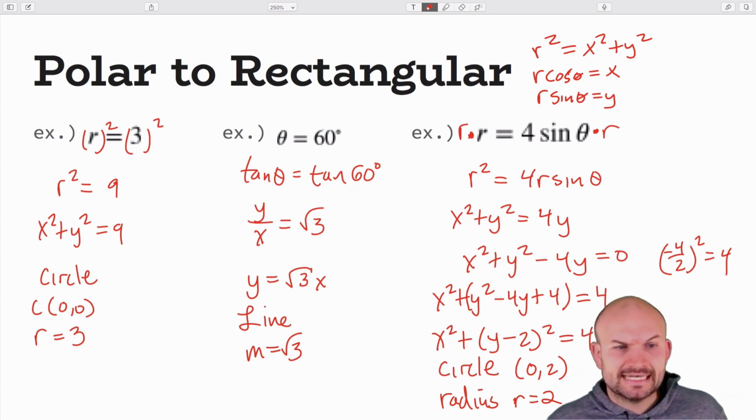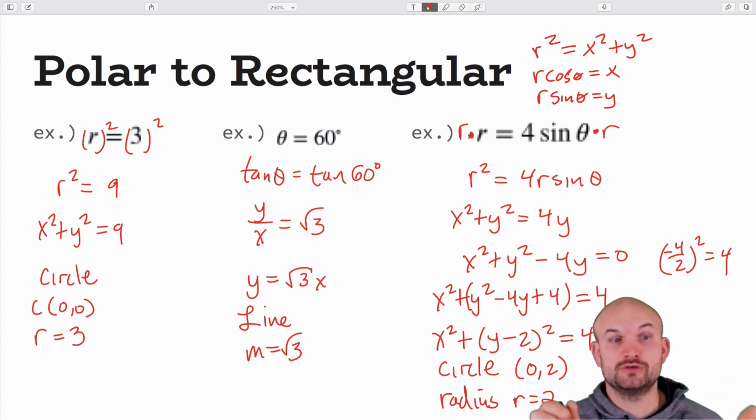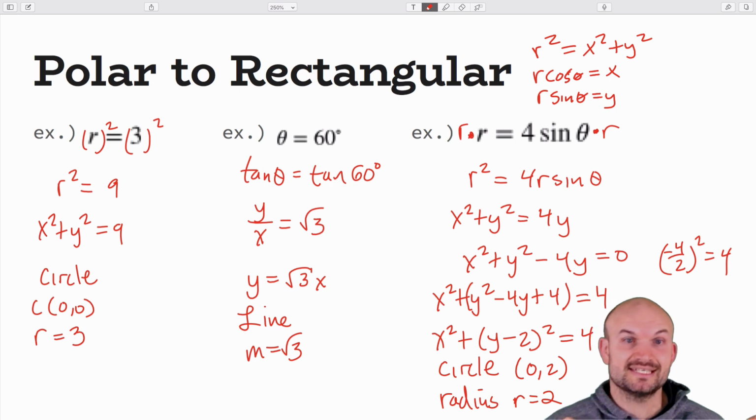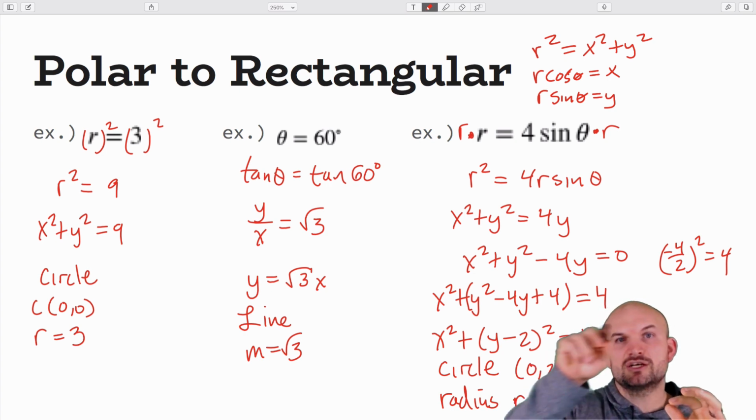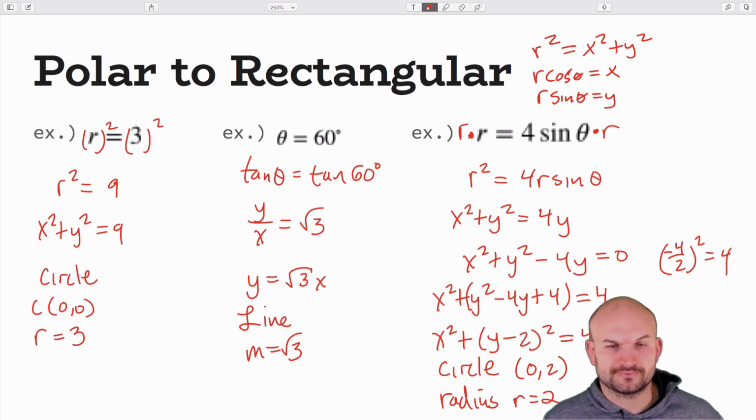The other thing is it kind of makes sense. Like if you think of r is equal to 3, that's the only thing you know about the equation, right? The distance away from the origin is 3. Well, that's just going to create a perfect circle, right?